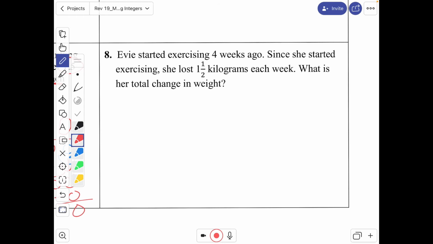Number 8. Evie started exercising 4 weeks ago. Since she started exercising, she lost 1.5 kilograms each week. What is her total change in weight? Now notice there's each, but this time it's not in the question. That means we're probably going to be multiplying. So we're multiplying 1.5 times 4.